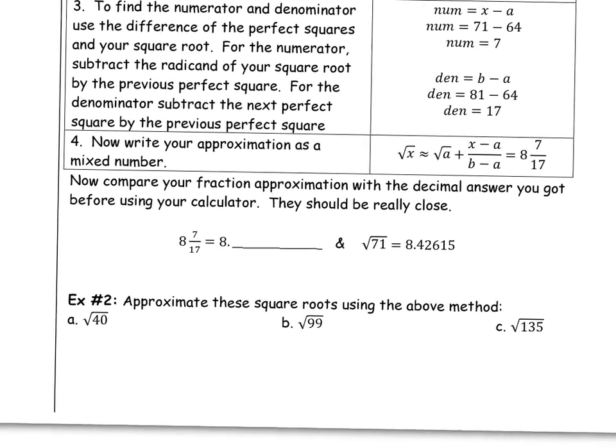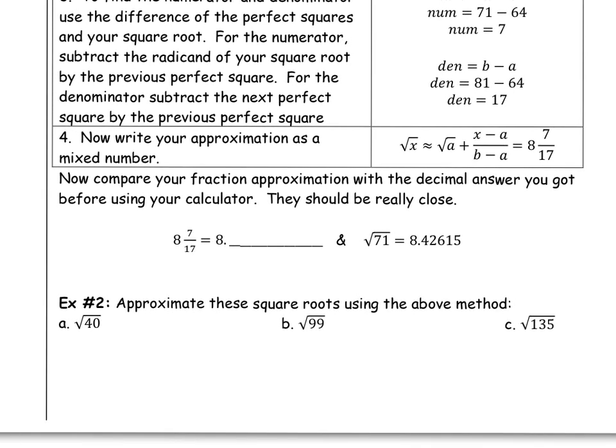So now let's compare that with the decimal answer we had before. Right, we want to see how close we were. We know that the square root of 71 is actually about 8.42615. So look, I even gave it a little bit more exact here. But what is 8 and 7/17? Well, to do this in your calculator, it's a little confusing. Everybody's got different calculators.